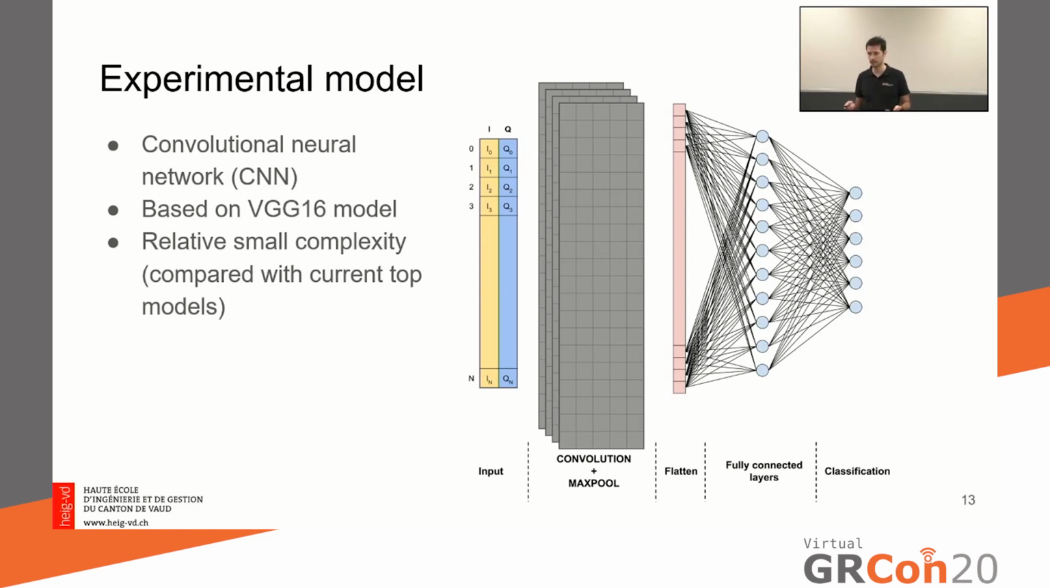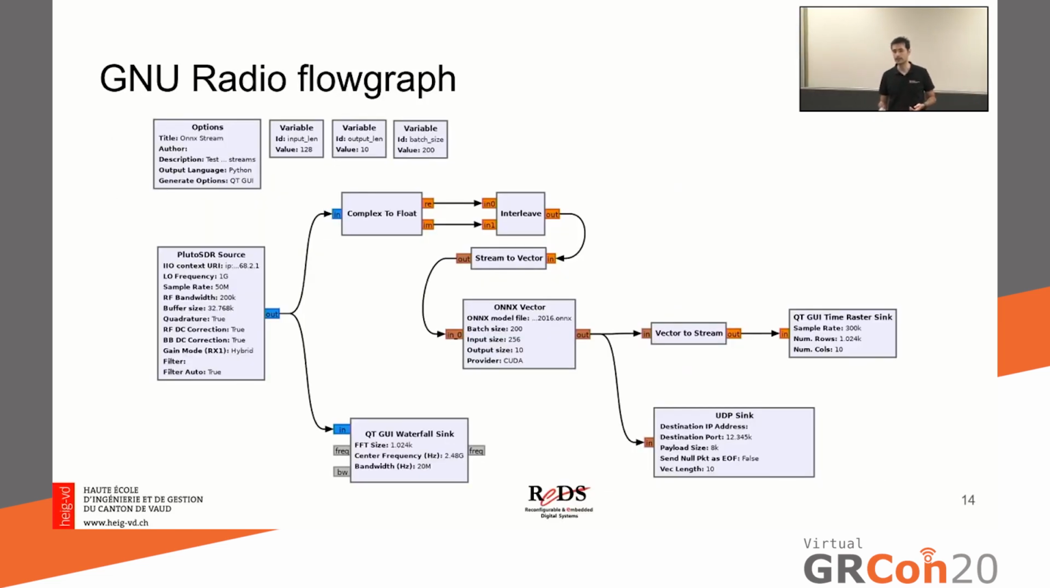But this is not a talk about deep learning. It is based on a model called VGG16, which is a model used for computer vision, if I'm not mistaken. This model used in the paper is relatively small compared with the models that you can find in the literature nowadays, but it's complex enough. I think that it has around 350,000 parameters.